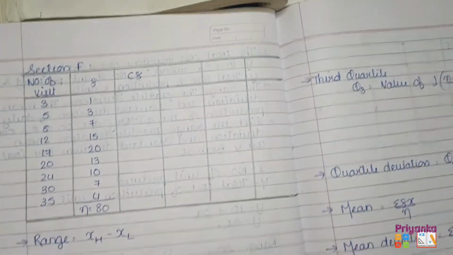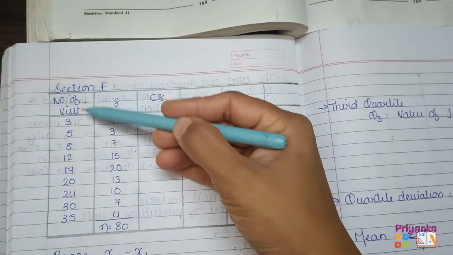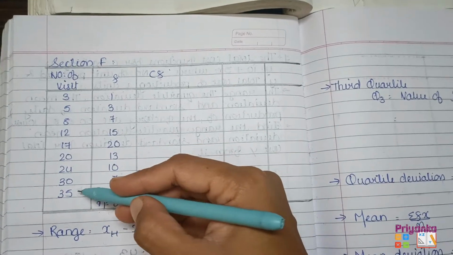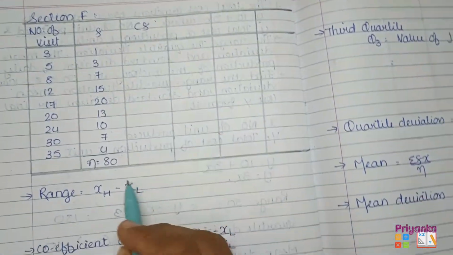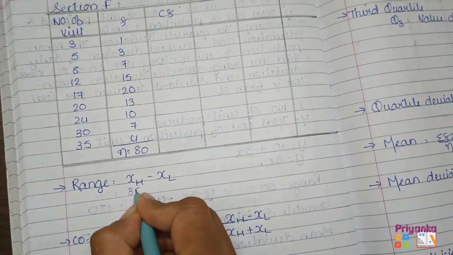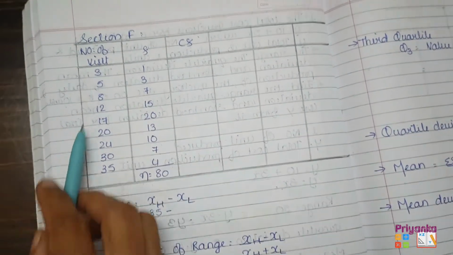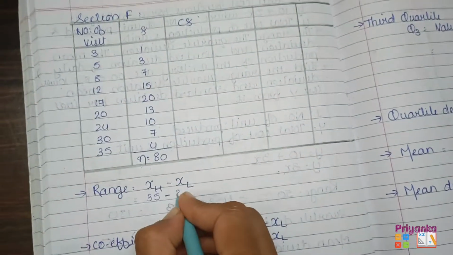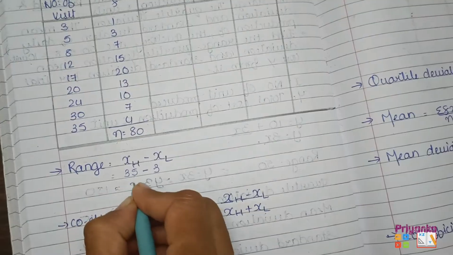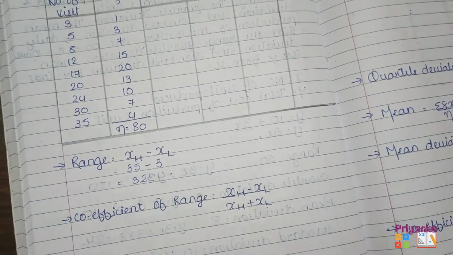As we all know, for the range we just need, out of the observations, the highest number and the lowest one. Here we can see the highest is 35. That is the formula of range. For the x-max, keep the highest, and the lowest is 3. So get them subtracted and you will get the range 32.